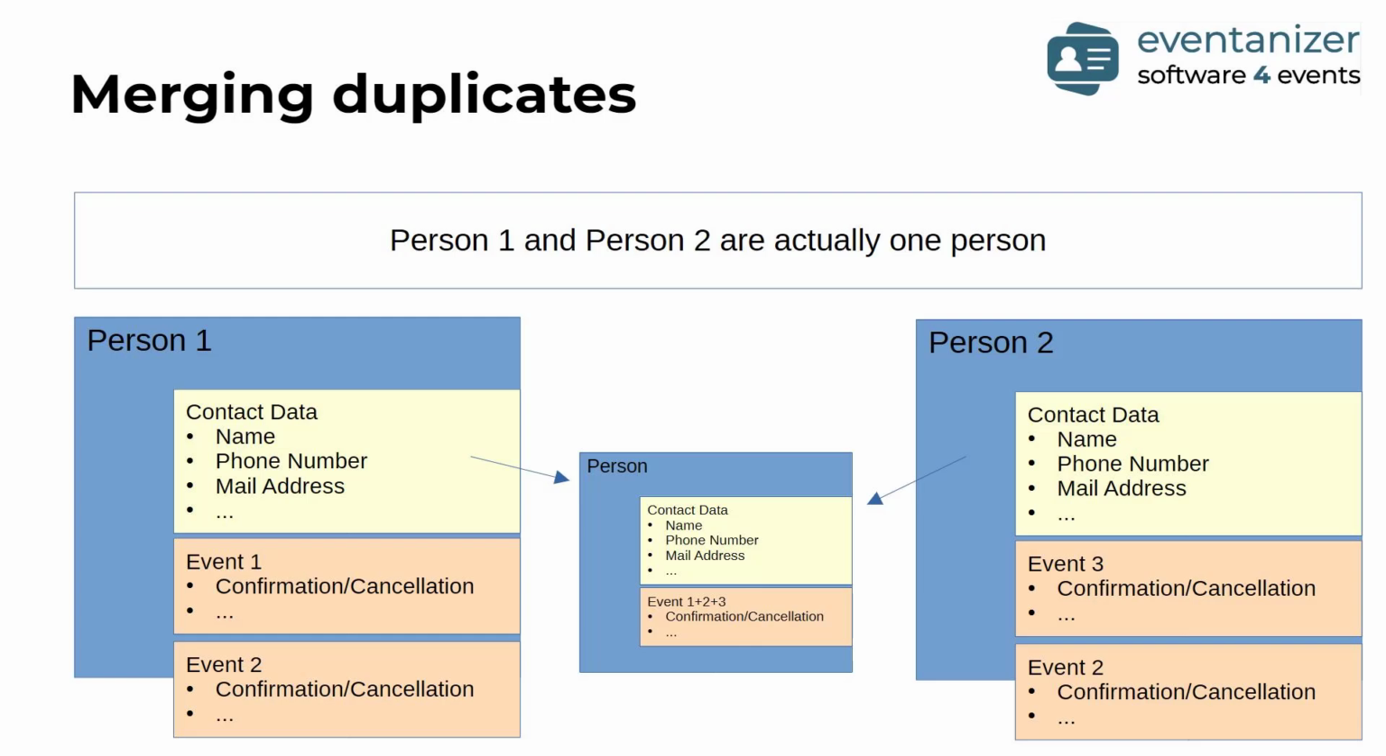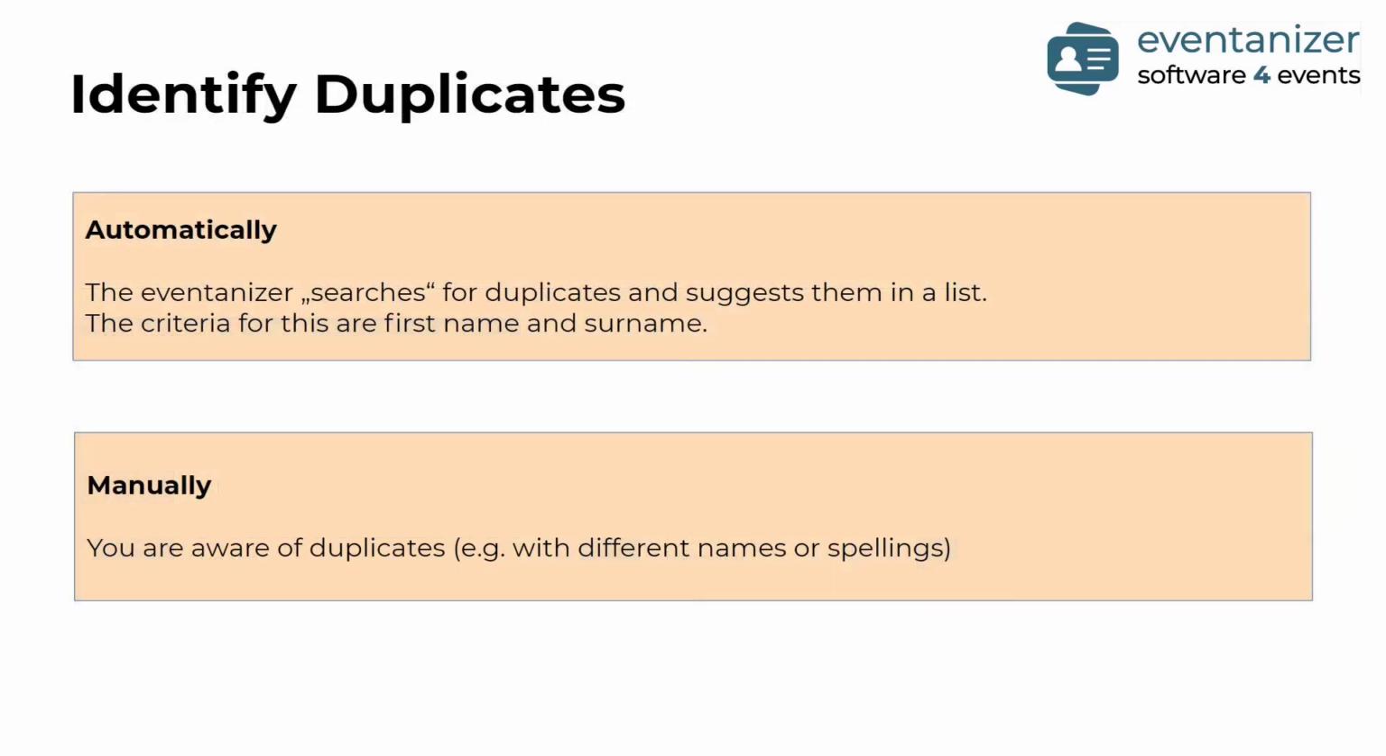Since a merge transfers data from one person to another, special one-time properties, such as the registration link, become invalid and can no longer be used. In order not to jeopardize the invitation and event registration process, persons who are currently participating in an event cannot be merged. First of all, let's take a look at how we can identify and find duplicates.